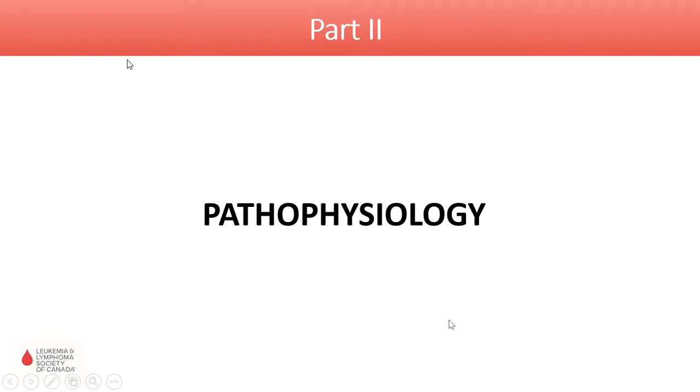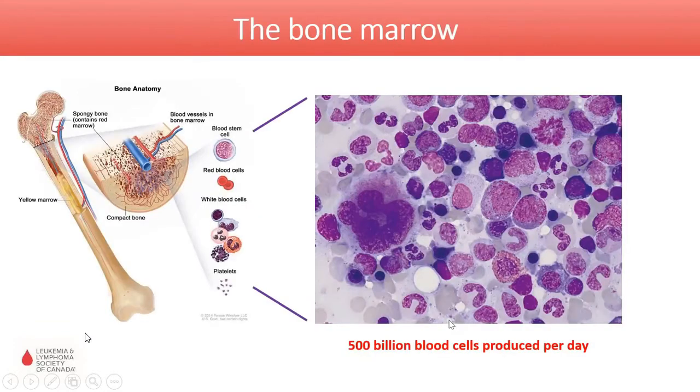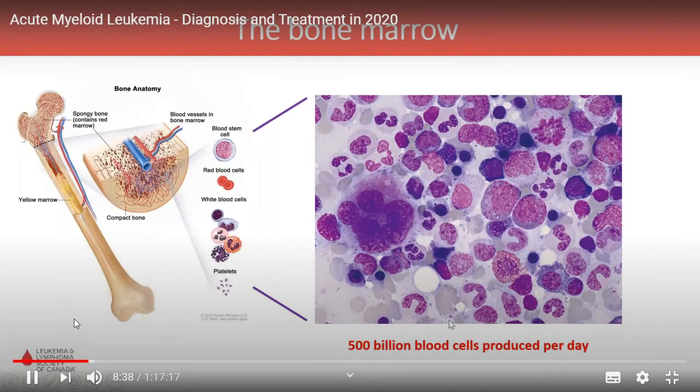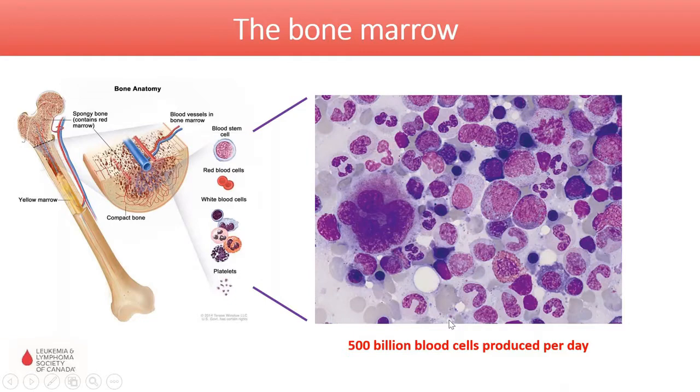Leukemia. Basically, how does leukemia develop and what are the factors that determine which leukemia it is? In this slide, you see an overview of the bone marrow. And the bone marrow is actually the site where all the blood is produced.